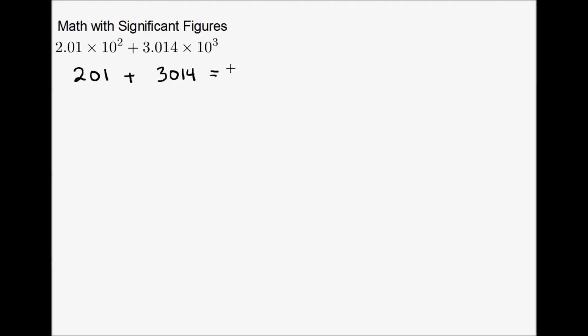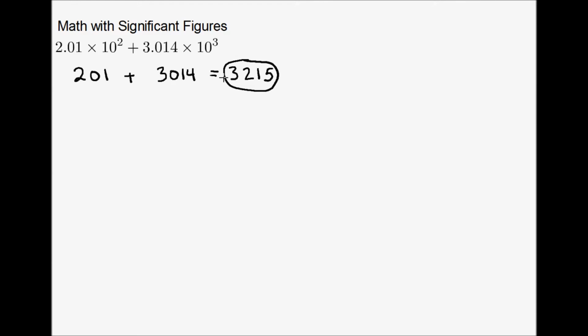And now we add these together, 201 plus 3014. We get a number, 3215. This is addition, so I look at decimal places. Ones, ones, this is to the ones, that's correct.